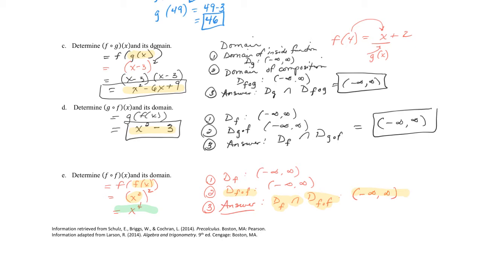So far, all of these have been negative infinity to infinity, which isn't very interesting, but we'll get to some in just a bit where either the domain of the inside has an additional restriction, or the domain of the composed function has an additional restriction. And then when we find the intersection of those two domains, that'll give us a different domain other than just negative infinity to infinity.